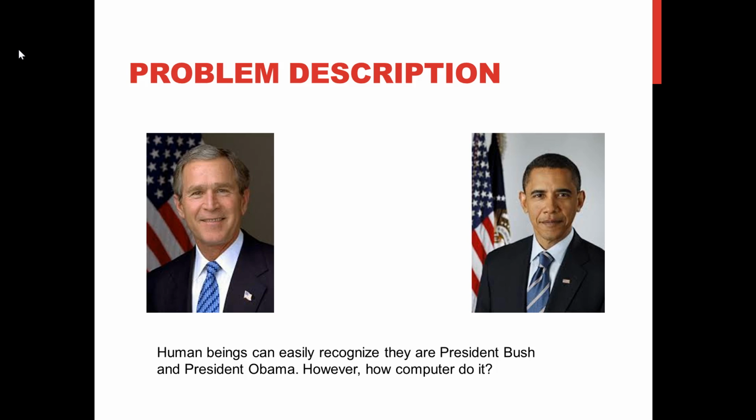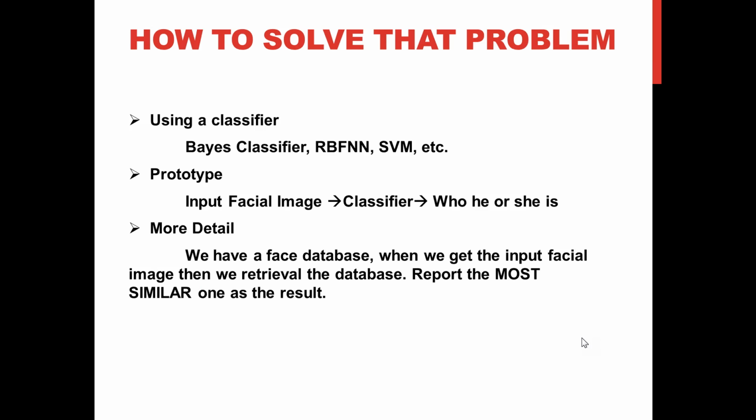Here are two very famous presidents of the United States, President Bush and President Obama, and human beings can easily recognize who is President Bush and who is President Obama. However, how does a computer do it? How does a computer know who is who?